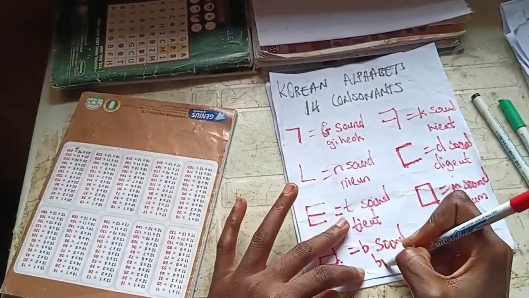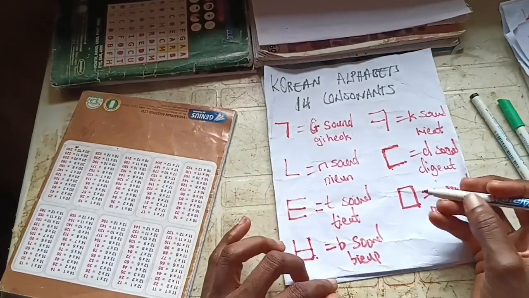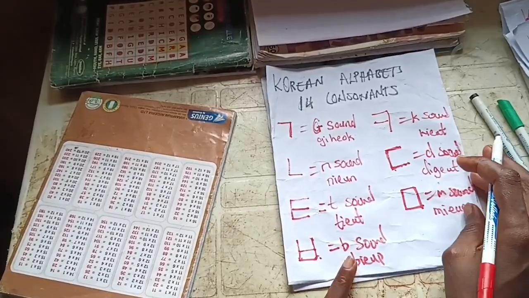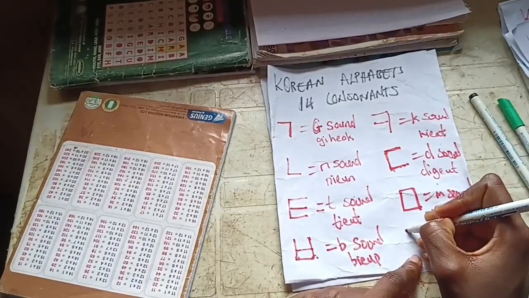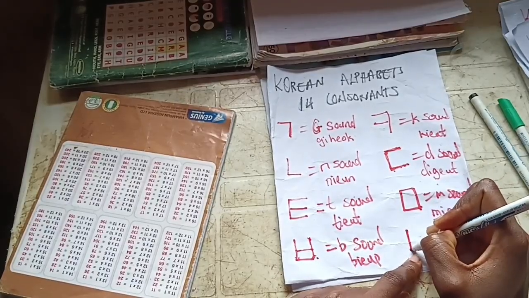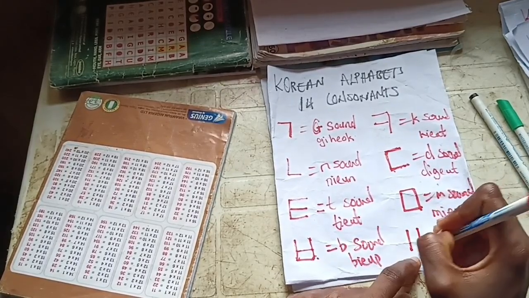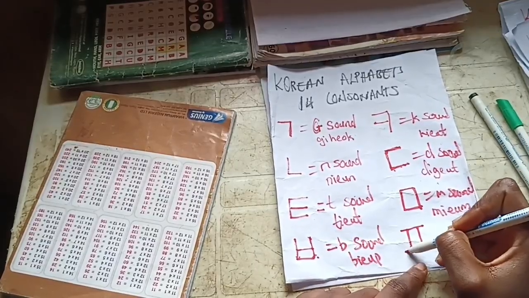B sound. It is called biop, and it's pronounced boo, boo, boo. The next one we have is top to bottom, and then top to bottom, and then we have left to right, left to right.